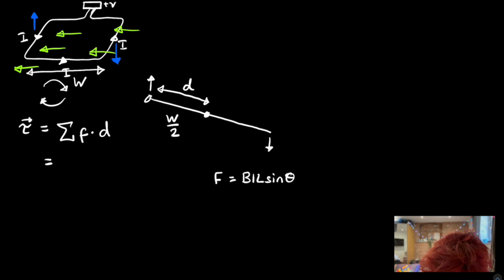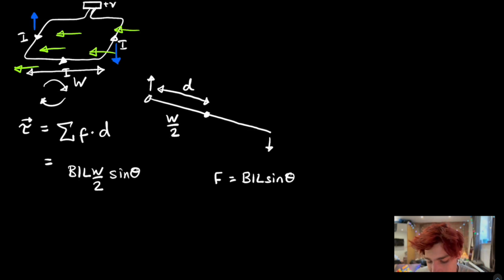So we say that the moment on the left is going to be equal to BIL times W over 2 times sine of theta. So that's one of them. But of course, the one on the right is going to be exactly the same, but in the opposite direction. But of course, it's contributing to the same kind of clockwise rotation right here. It's actually going to add to the amount of rotation, the amount of torque we're going to get.